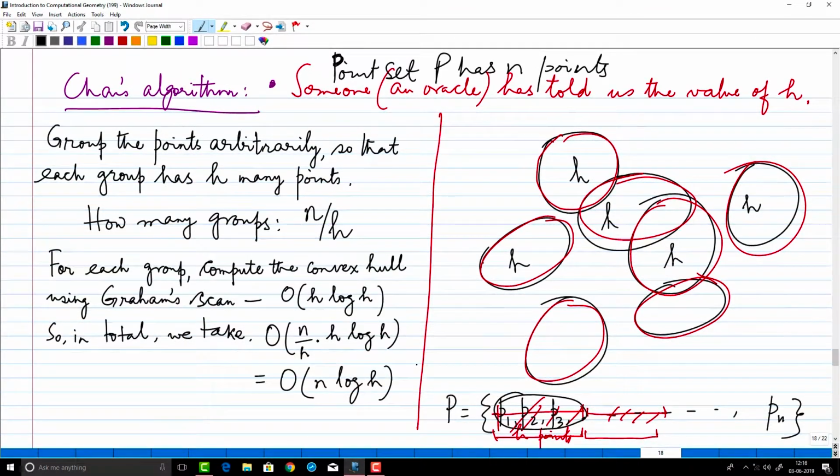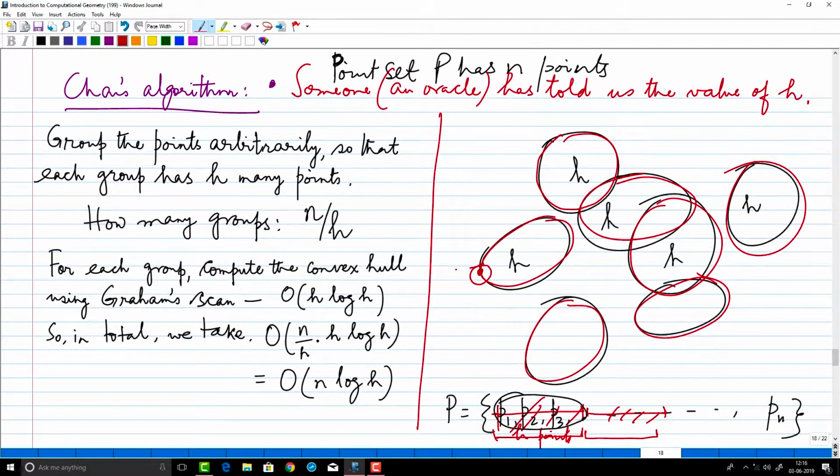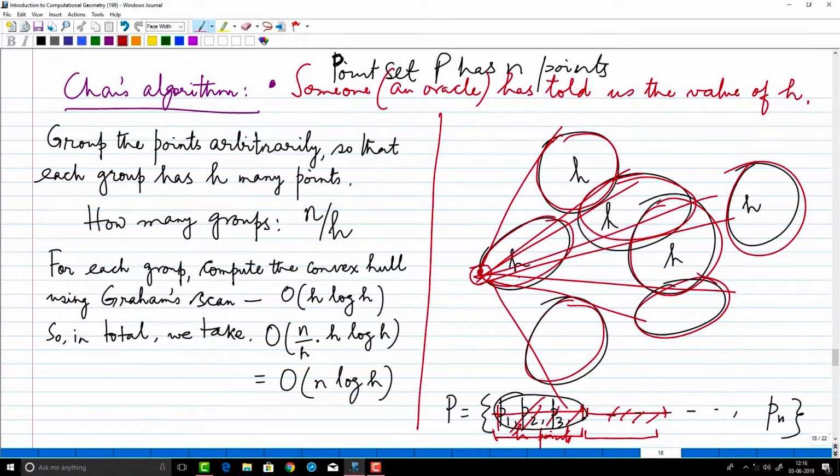Okay. Next, I start with a point of which I am sure that it is on the convex hull: the leftmost x coordinate of all points. We have convinced ourselves that that is always going to lie on the convex hull. Now, what I do is, from this point I draw tangents to all the rest of them.